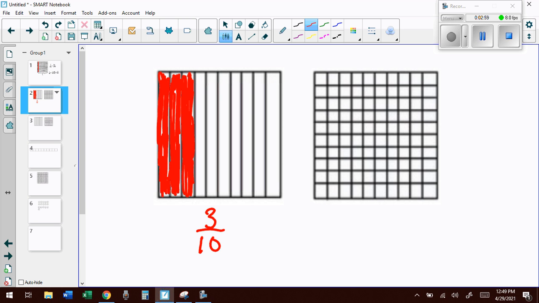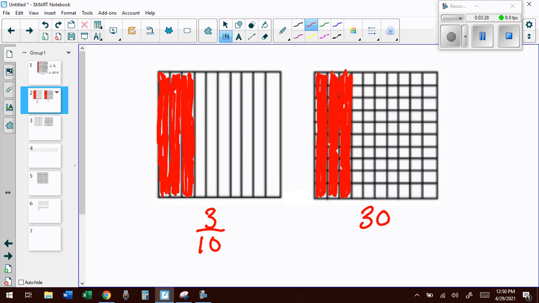Now if I imagine this as just tenths, I'm going to shade in one whole row of 10, so 10. Another row of 10, which gives me a total of 20. And another row of 10, which gives me a total of 30. And an altogether total of 100. So we can also say that 3/10 equals 30 100ths.